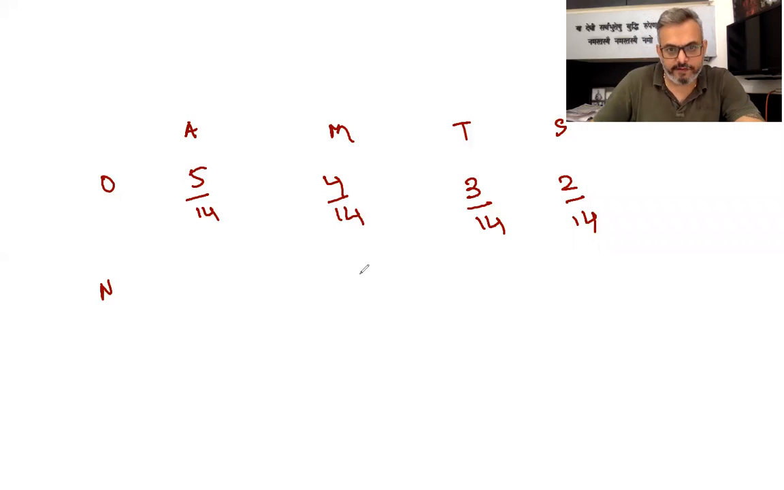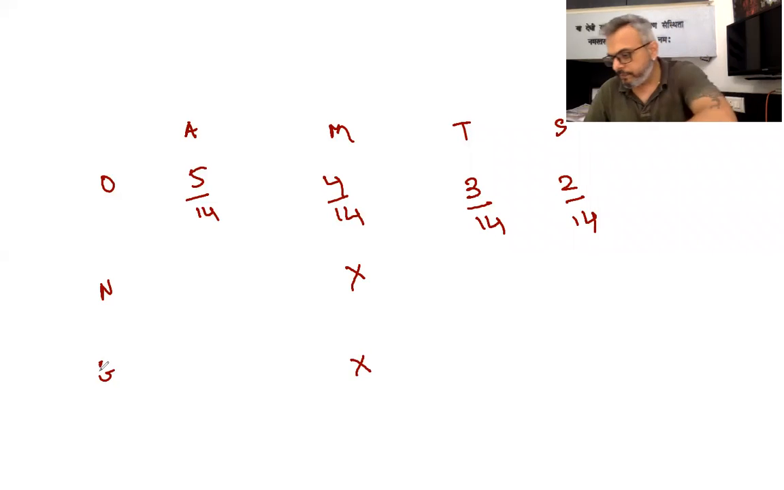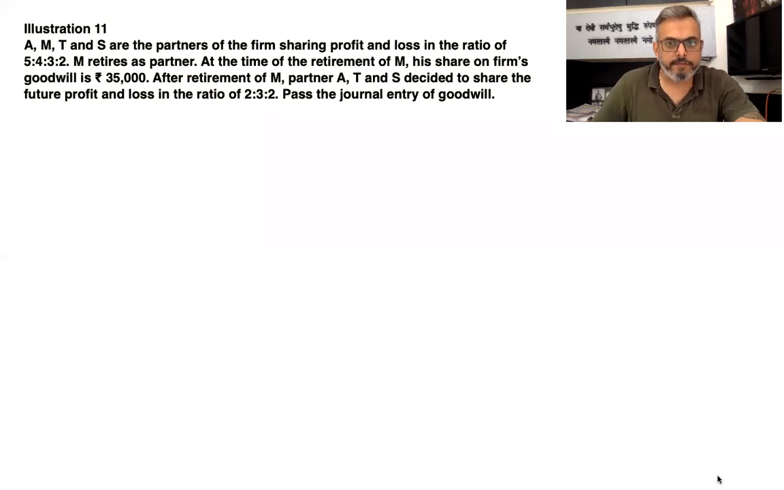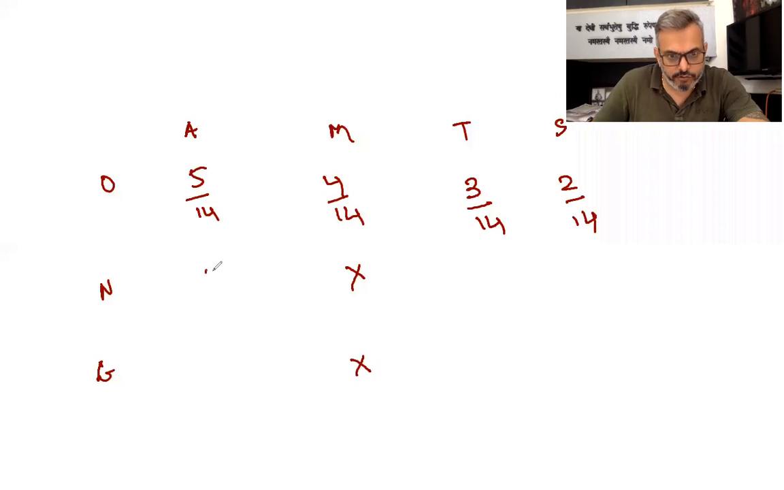Going partner is M. M जा रहा है तो उसको क्रॉस कर दो तो गेन में भी वो आएगा नहीं, क्रॉस कर दो, so there is no confusion later. Now, what's the new ratio? It's already given in the sum. You can refer the sum. The new ratio given is 2 is to 3 is to 2, A, T, and S. So 2 and 3 and 2, 5 and 2, 7. 2 by 7, 3 by 7, and 2 by 7.